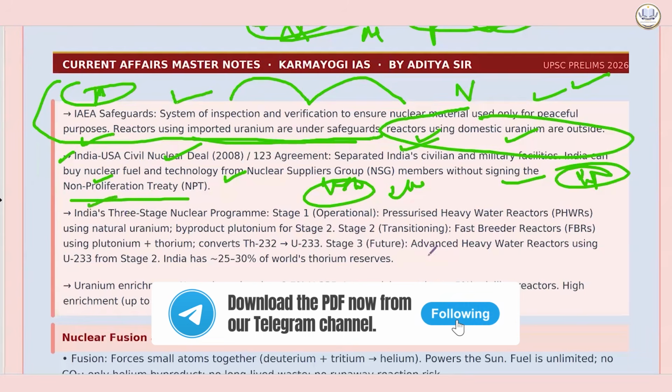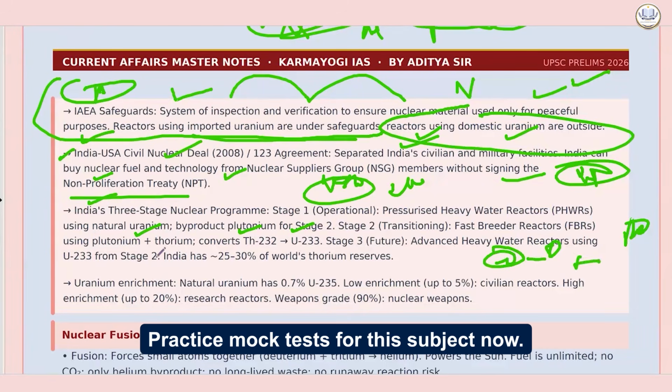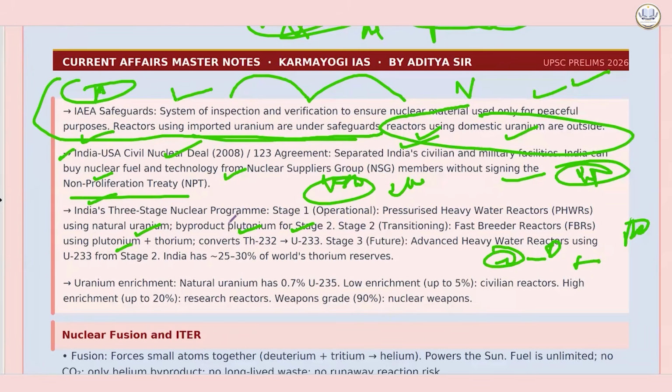And India has a 3-stage nuclear program. Stage 1 is operational, where we use pressurized heavy water reactors using natural uranium. The byproduct is plutonium for stage 2. Stage 2, which is transitioning, uses fast breeder reactors with plutonium from stage 1, plus thorium. It converts thorium-232 to uranium-233. Then stage 3, the future, uses advanced heavy water reactors using uranium-233 from stage 2. India has 25 to 30% of the world's thorium reserves, which are found in our beach sands, not in every sand. Saying that thorium is found along the entire coastline is wrong.